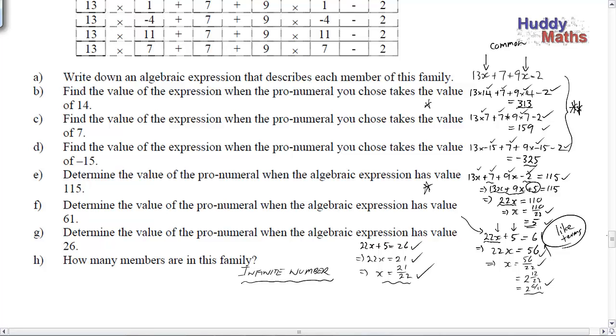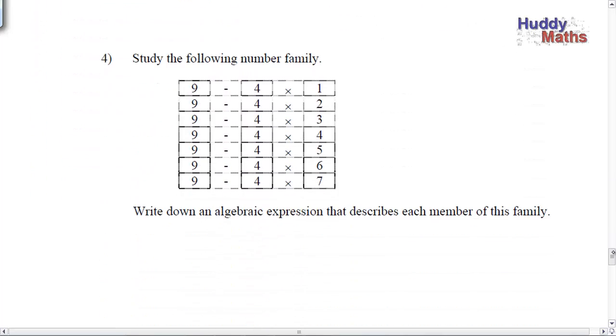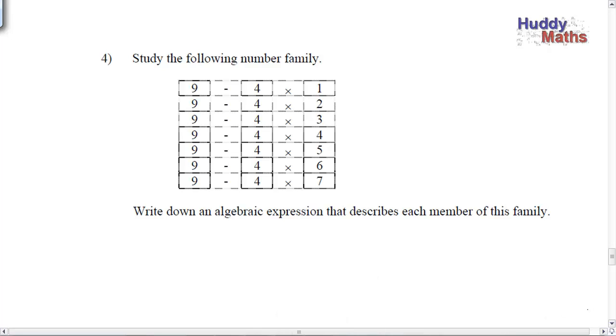You can keep generating members of this family over and over. All right, I hope you're getting the hang of it now. Come down, and we've got a few just to finish off with. Study the following number family. Write down an algebraic expression that describes each member of the family. These are each looking a little bit different from each other. So have a go, pause the presentation, and see what you come up with.